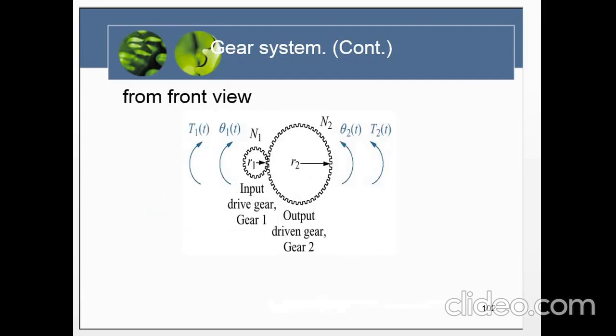Okay, from the front view, we can see the combination of gears is like this. This gear we call the input or driver gear, gear 1, and R1 is the radius of gear 1. R2 is the radius of gear 2. The output we call the driven gear, or gear 2.